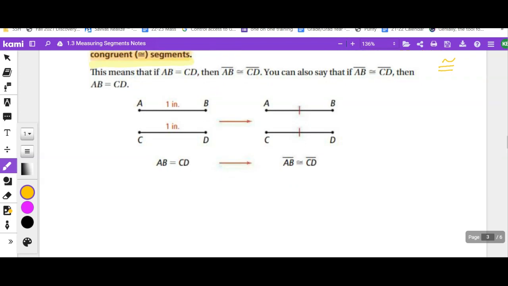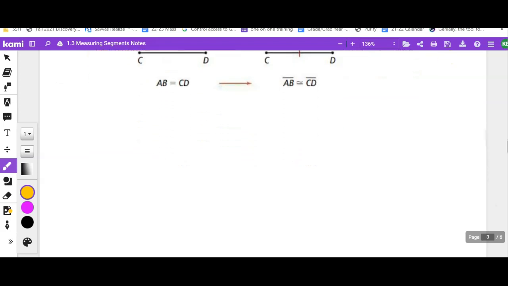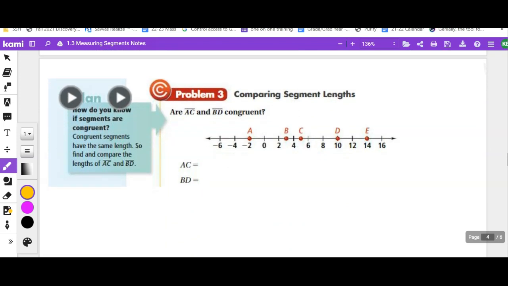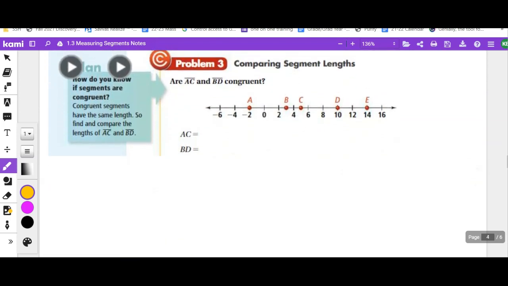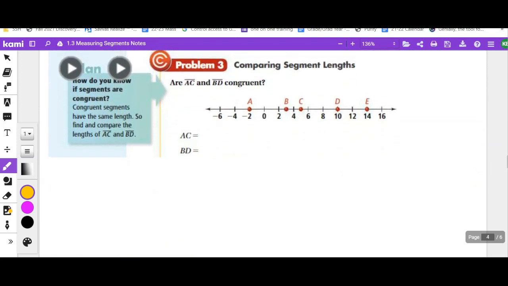So remember, whenever we're talking about the parts of the diagram, we use congruent, and we also use the appropriate notation. Whenever we're talking about length or a number value, we use the equal sign. Also notice that it does not have the line over it to talk about the segment. Okay, so now we're going to compare segment lengths.